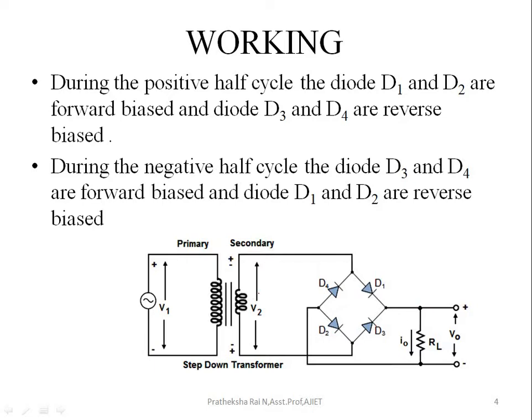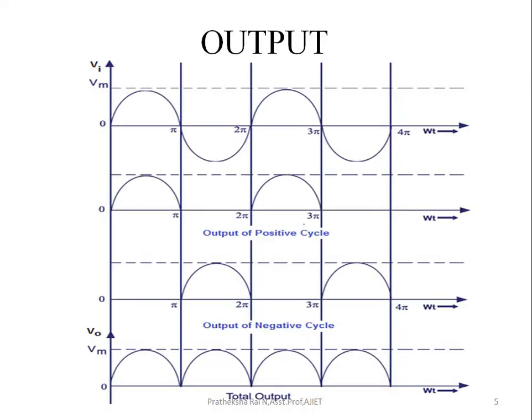During the negative half cycle, what happens? This point is negative and this point is positive. Because of this, diode D4 is forward biased, and diode D3 is also forward biased. And what about diode D1? Diode D1 is reverse biased, so that will be in the off state. Because of that, the current flow will be in the same direction as in the previous case. So we will get the output in this way.